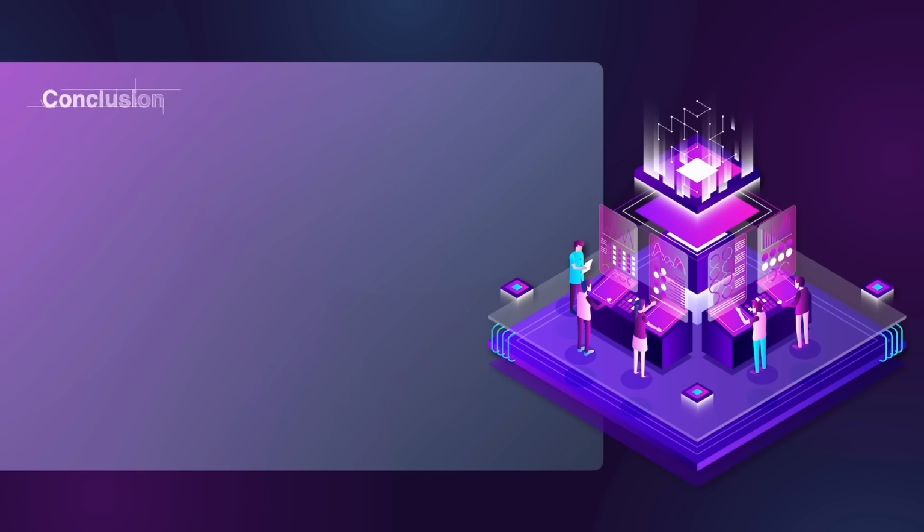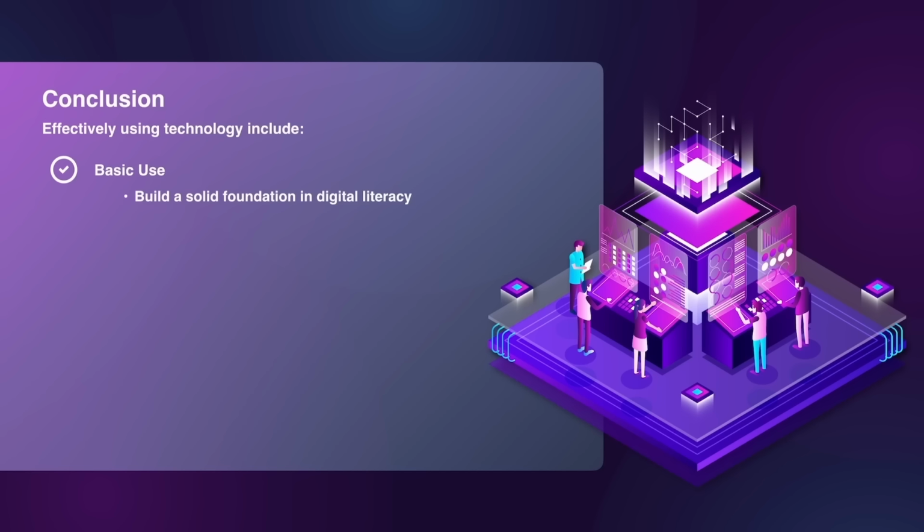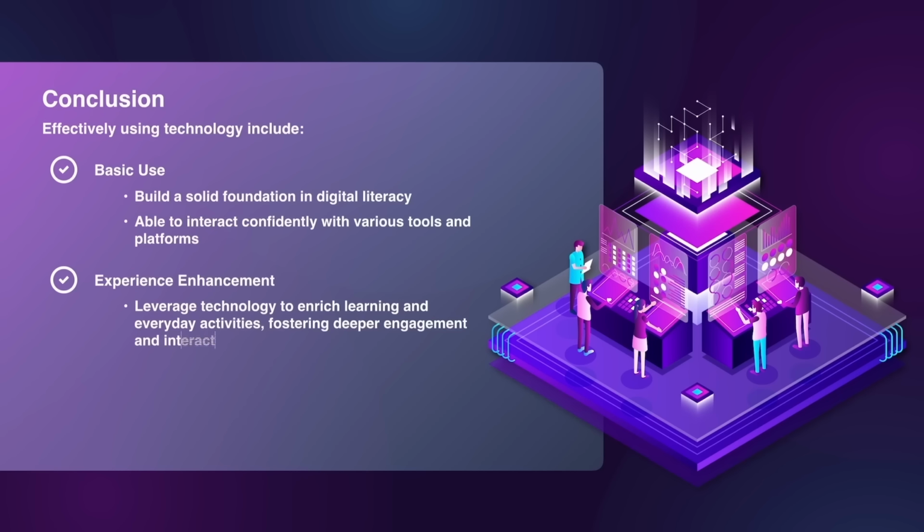In conclusion, effectively using technology involves navigating through three key levels: basic use, experience enhancement, and innovation creation. By mastering basic use, individuals can build a solid foundation in digital literacy, enabling them to interact confidently with various tools and platforms. As users progress to experience enhancement, they can leverage technology to enrich their learning and everyday activities, fostering deeper engagement and interactivity.